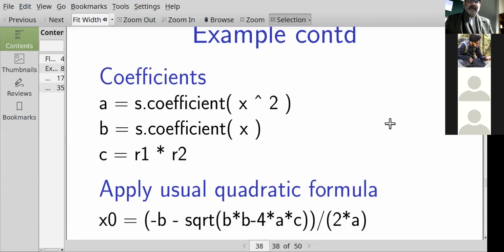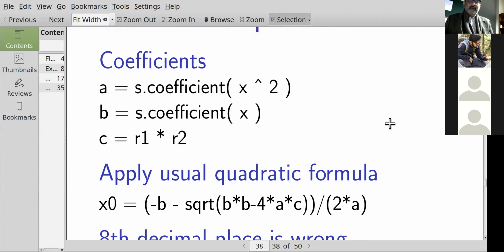Now, let's say that I want to know, if I multiply it out as a polynomial, it looks like ax squared plus bx plus c. So a is the coefficient of x squared in S. B is the coefficient of x in this polynomial S. And I'll let C be the product of R1 and R2, right? The last term, the constant term in a quadratic polynomial, is the product of the two roots of the polynomial, right?